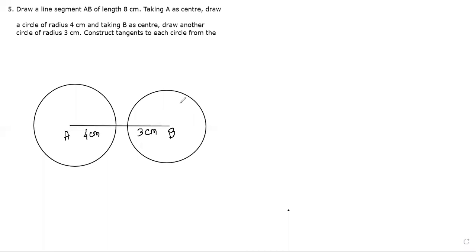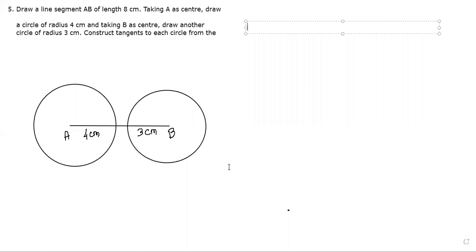Similarly, if I want the tangents to the smaller circle from point A, again I will need a perpendicular bisector of AB only. Yes or no? Yes, sir. And from that point again we'll need the circle which we are anyways going to draw.